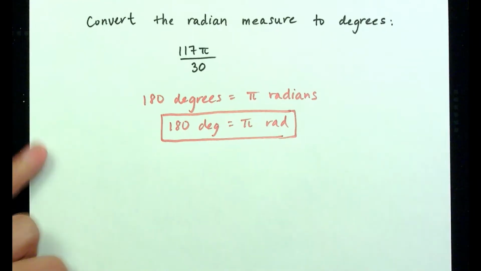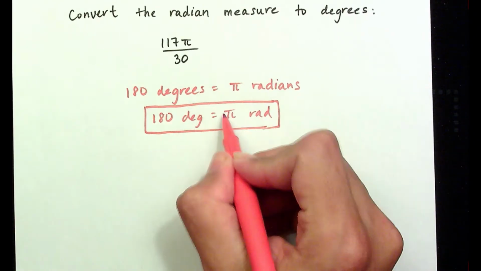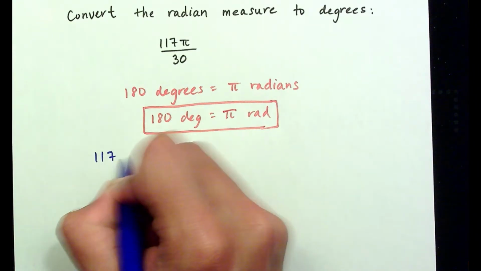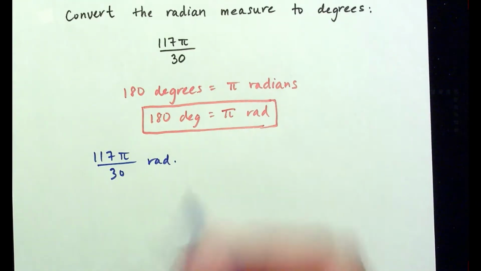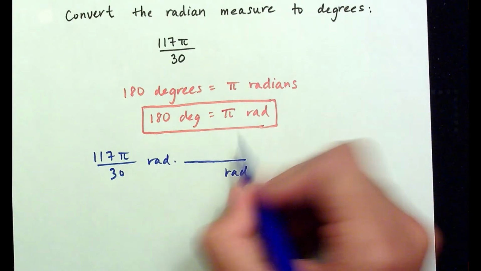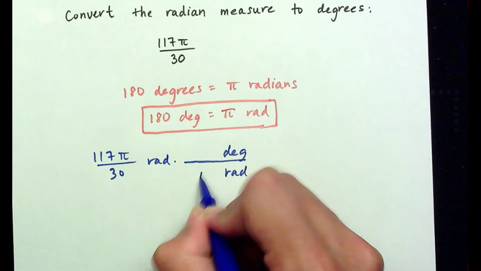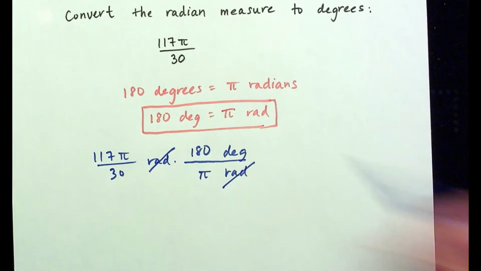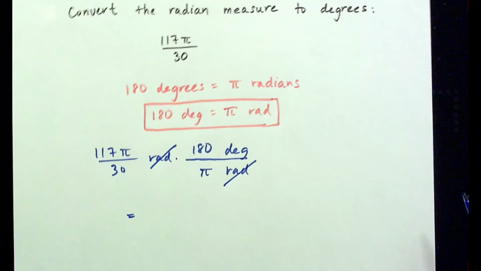Okay, so for converting between units, all you have to do is multiply by this relationship in the form of a fraction so that the units cancel. So let's do that. We have 117 pi over 30 radians, and we want to convert to degrees, so we have to have the radians on bottom so they cancel and degrees on top. And now here we write the relationship, which is pi radians equals 180 degrees. Now you see that radians would cancel, and our job is then to simplify this, and that would be our answer.